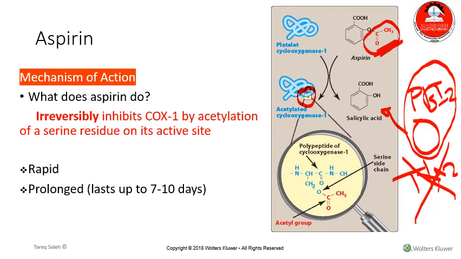So if a patient has been chronically taking aspirin, in order to restore normal platelet function, you will have to wait for 7 to 10 days after stopping aspirin treatment. This is why most patients who take aspirin as an antiplatelet drug will have to stop aspirin for 7 to 10 days before undergoing surgeries, major surgeries, because otherwise they will be at risk for bleeding.